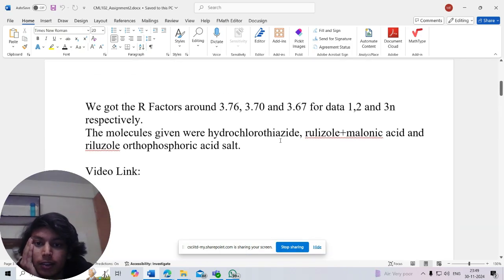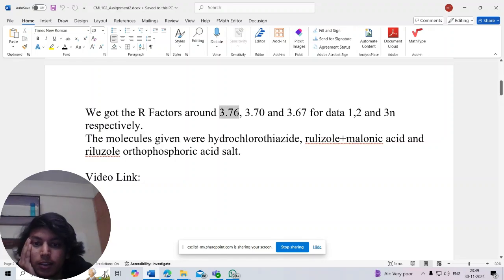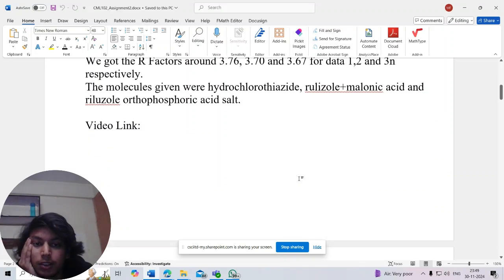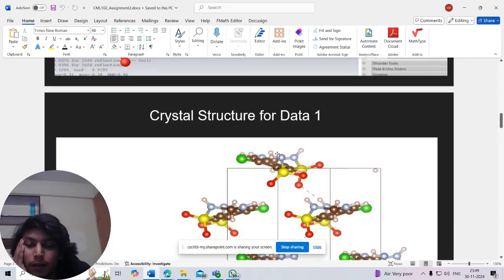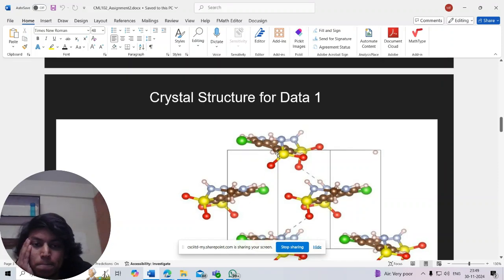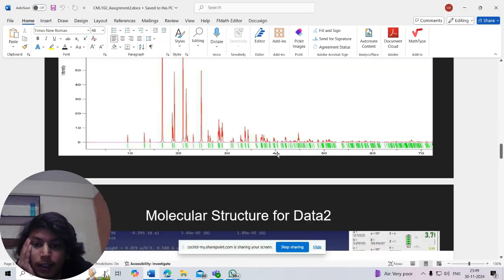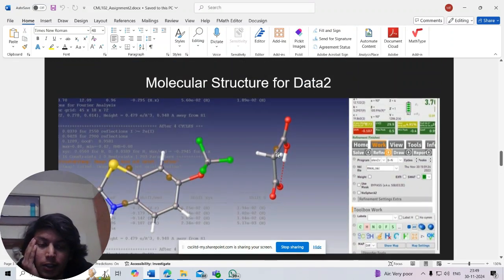The R factor that we got was 3.76 for the first data. And this is hydrochlorothiazide. Okay. Then I will move on to these things later. Then the molecular structure of data 2.